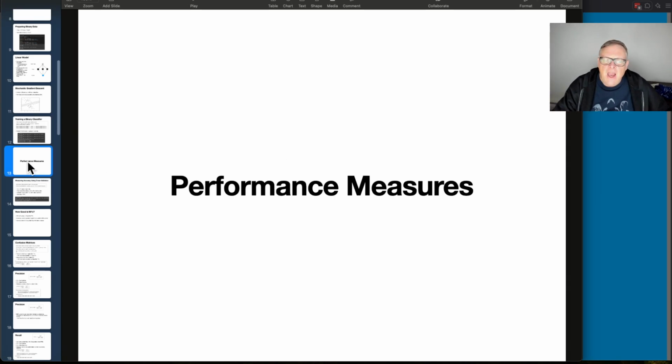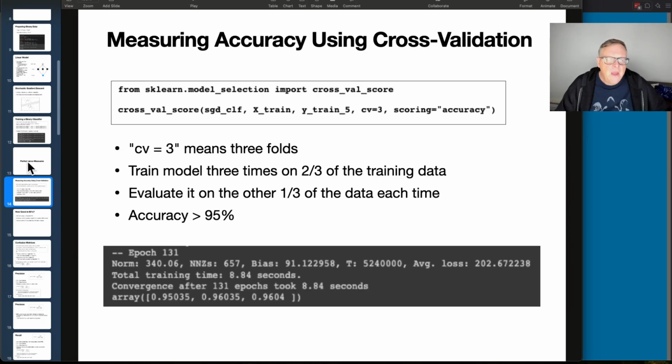And now you can ask, how do we measure the performance of it? So one way is cross-validation. You take the data and split it into 3 parts, and then you train it on 2/3 and test it on the remaining 1/3, and you rotate the third, so you do that 3 times. And if you do that, the accuracy is 95%, 96%, and 96%. That sounds pretty good, but remember, 90% of the data is not 5. So if you just said not 5 all the time, you'd get 90% right. So this is not as impressive as it might sound to be 95% right.